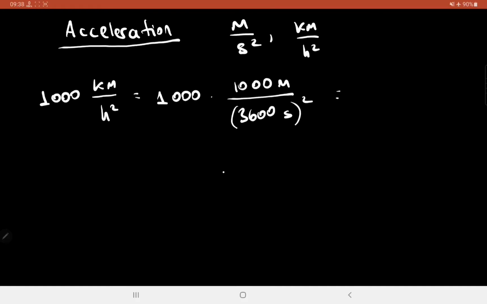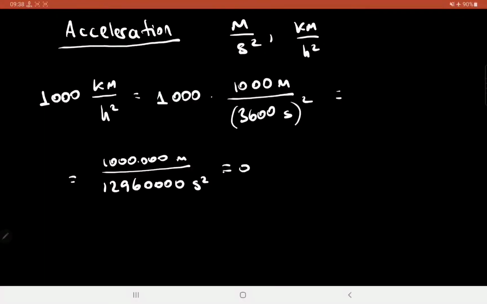So first is just simple math. 1000 times 1000, 1 million meter divided by 3600 square. It will be a big number, 1, 2, 9, 6 and 4 zeros, second square. So the final answer will be 1 million divided by 1,296 with 4 zeros. It will be 0.077 approximately meter per second square. So this is how it works.